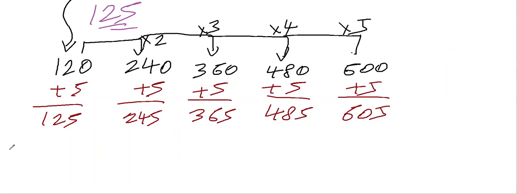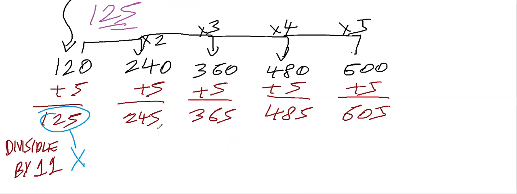Now, is this number divisible by 11? No, this number is not divisible by 11, because the divisibility test does not satisfy here. Is this number divisible by 11? No, this is also not. Is this divisible by 11? No. Is this divisible by 11? 5, 3, 9. 9 minus 8 is 1. No, not divisible.